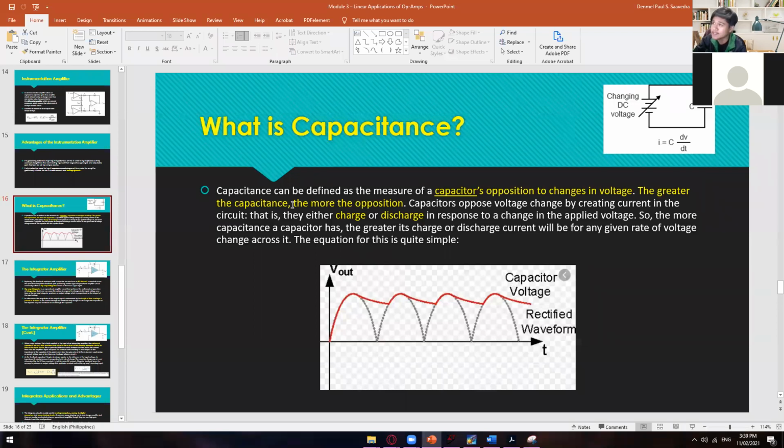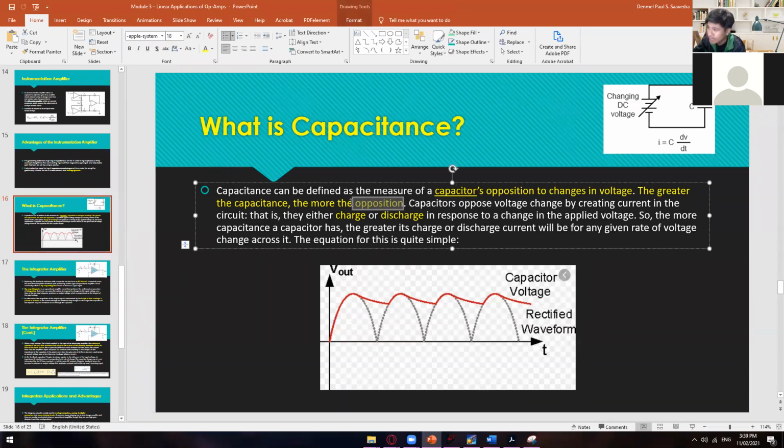Capacitance can be defined as the measure of a capacitor's opposition to changes in voltage. So the greater the capacitance, the more the opposition. Let me give you a quick scenario for this opposition. What do you mean by opposition? For example, your input is a sine wave. Actually, this one is a half wave sine wave.